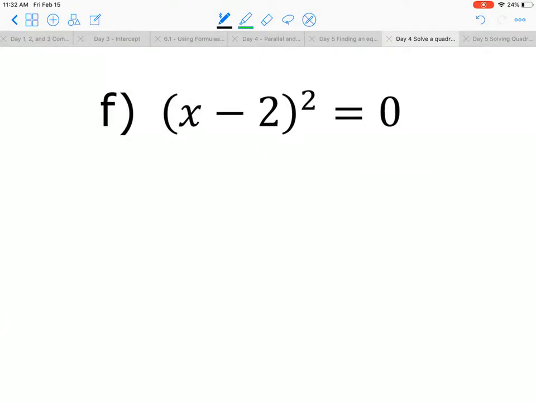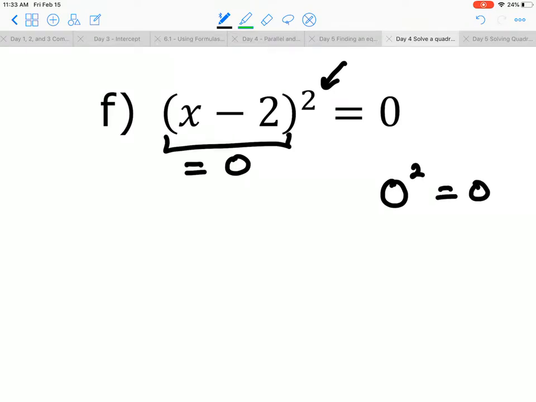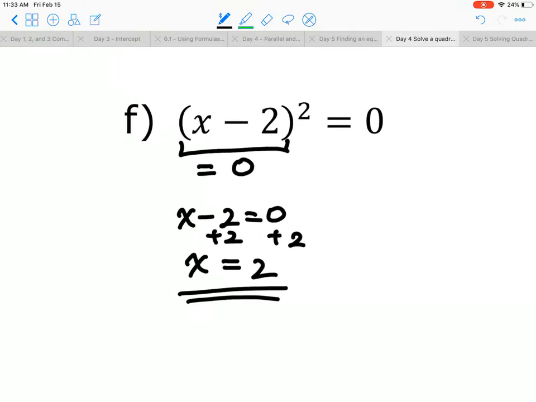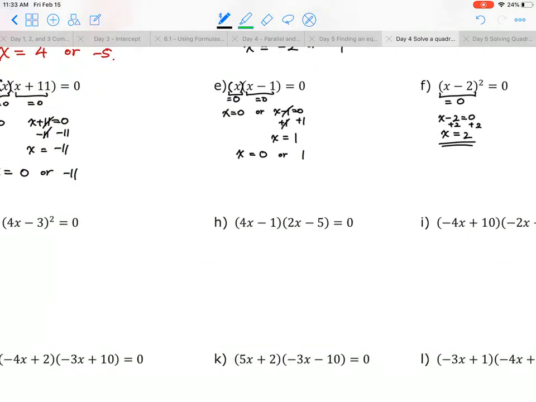Now f is slightly weird, right? Because you have a square over here, but I don't see any other brackets. So all you can do is, again, make what's inside of the bracket 0. Now you may say, then what about this squared? Remember, what is 0 squared? That actually is just 0, right? So it really doesn't matter if we only have one pair of brackets. We just try to make our brackets 0. So then x minus 2 equals 0. Therefore, x is positive 2.